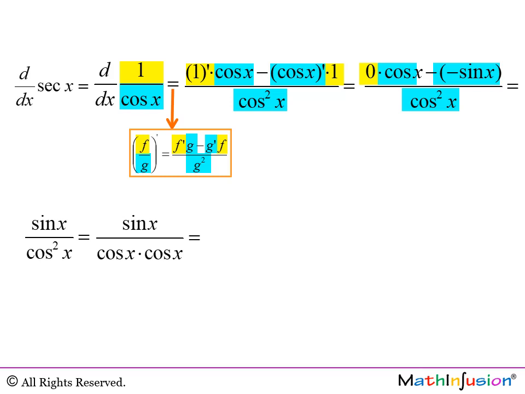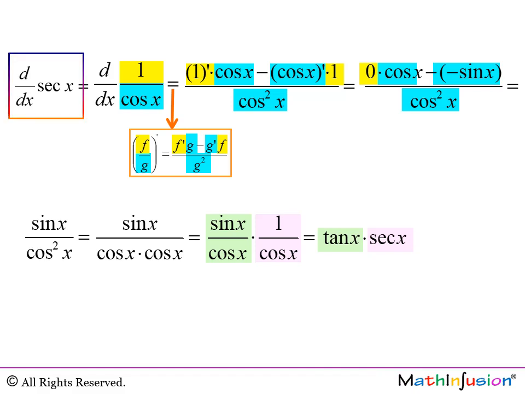We will write it first as sine x over cosine x times cosine x. Now we have sine x over cosine x times 1 over cosine x. The first one is tangent x and the second one is secant x. If you look at the book or in all places, you will see that it is written that d dx of secant x is tangent x times secant x.